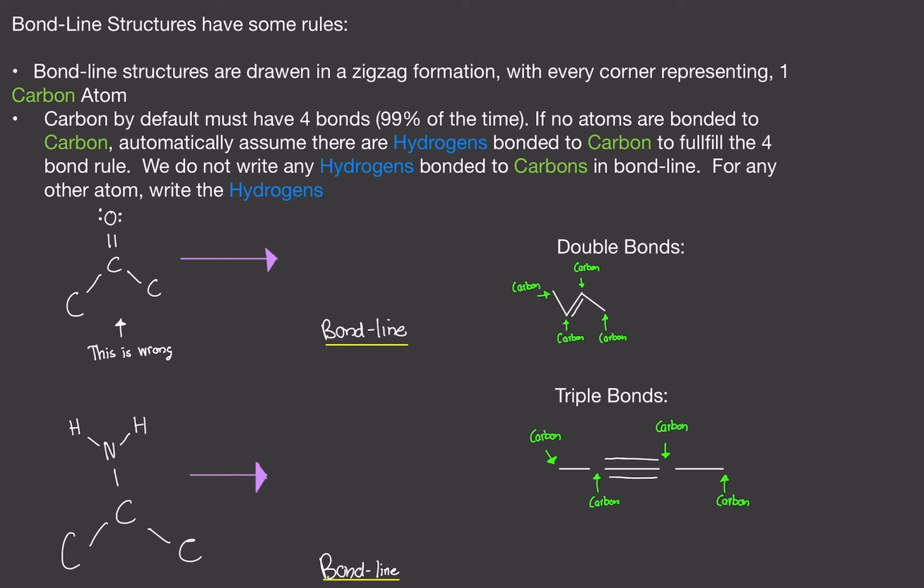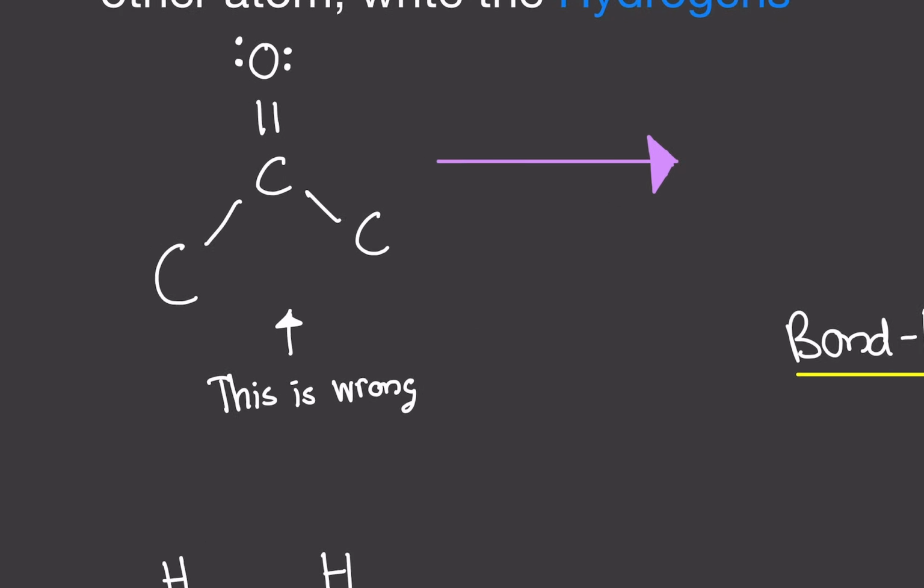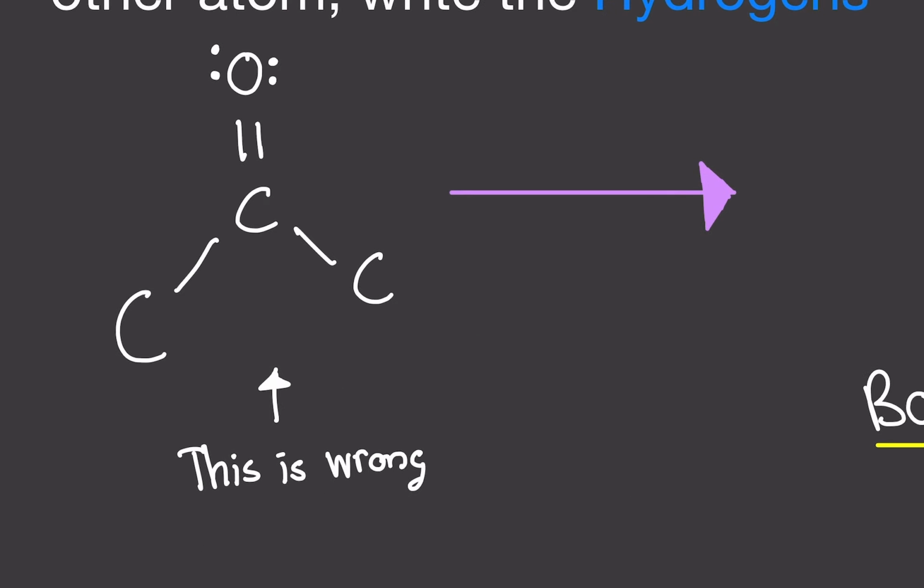So what does this mean? First, this is the Lewis structure. However, this Lewis structure is wrong. Why is it wrong?